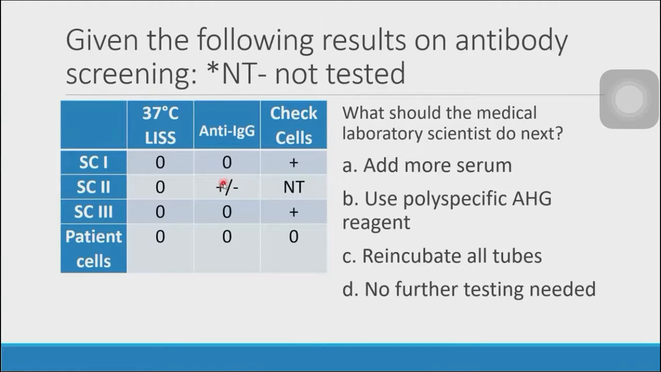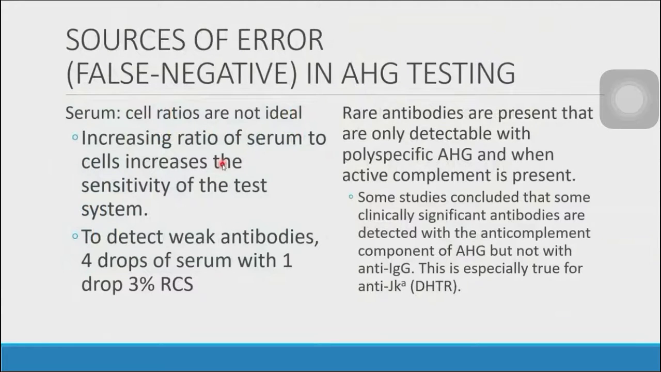Most probably, those who work in the laboratory, or for the practical question, already know the answer. But if not, how will you approach this type of question? What are the most common causes of false negative or weak reactions in anti-IgG, in antibody screening, or in anti-human globulin testing? So it can be attributed to these two: serum-cell ratios are not ideal, or rare antibodies are present that are only detectable with polyspecific AHG when active complement is present.